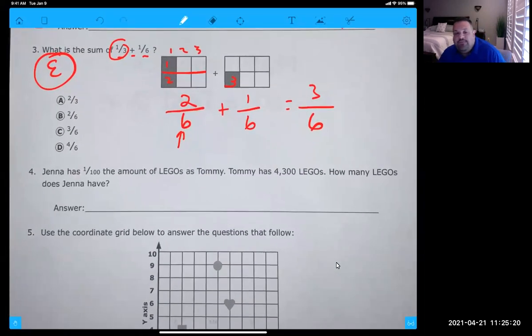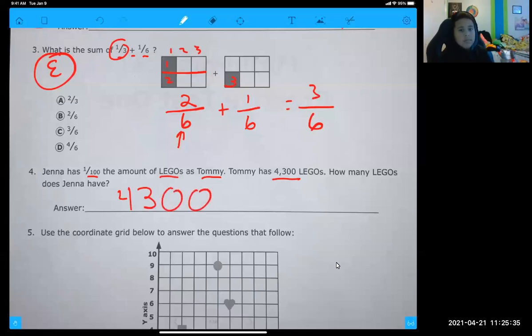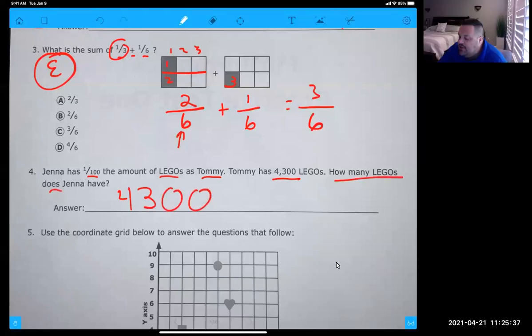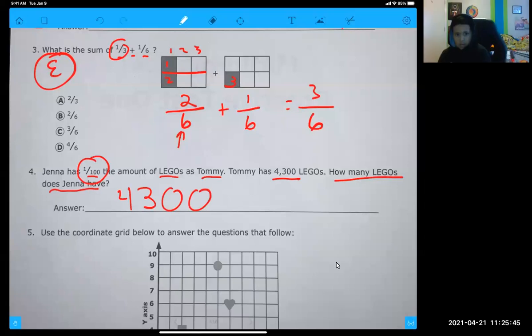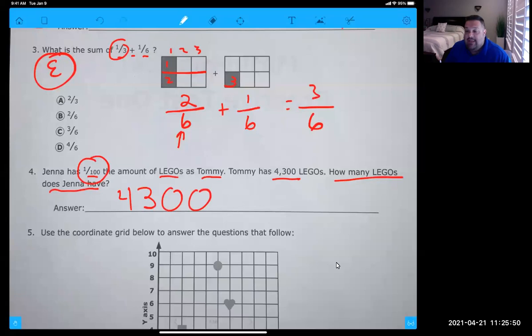All right, number 4. Pause the video and solve number 4. Okay, the key to number 4, Jenna has a 1/100th amount of Legos as Tommy. Tommy has 4,300. How many Legos does Jenna have? Oh, I got it. When you go by a fraction, your total number is going to get smaller, right? When you multiply by a fraction, when it says 1/100th, that means Jenna has a lot less, right?